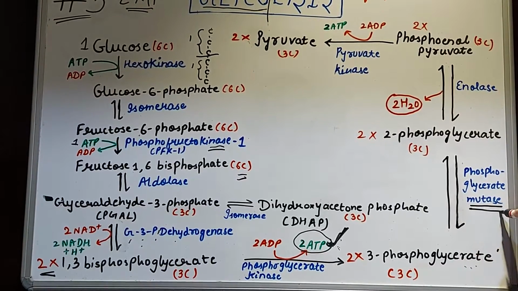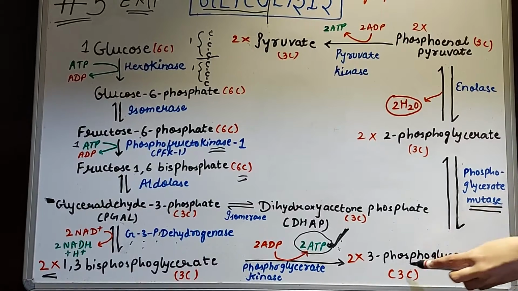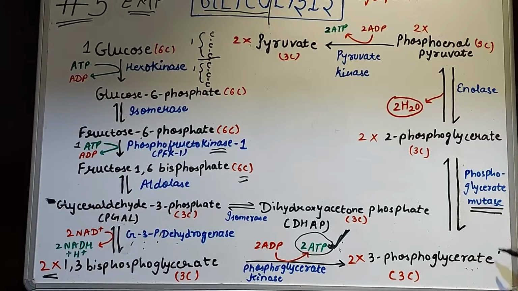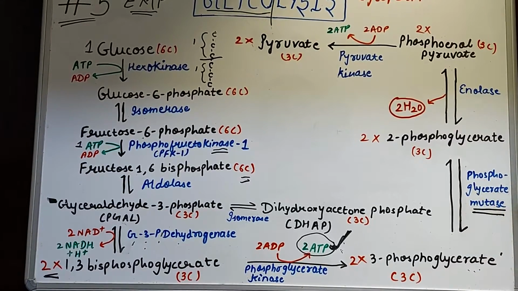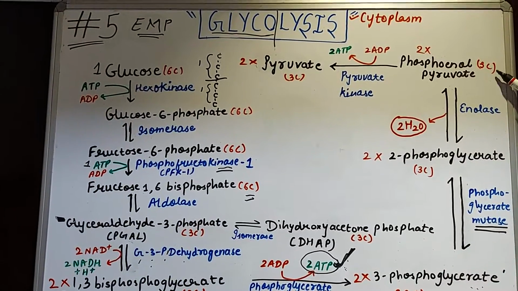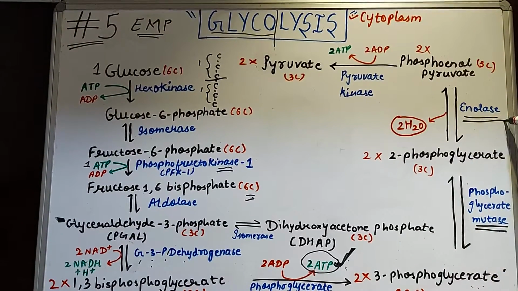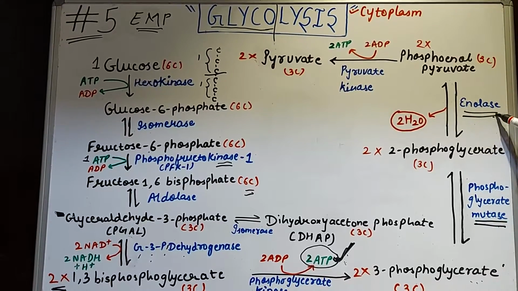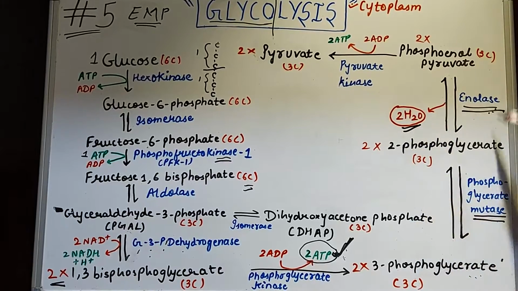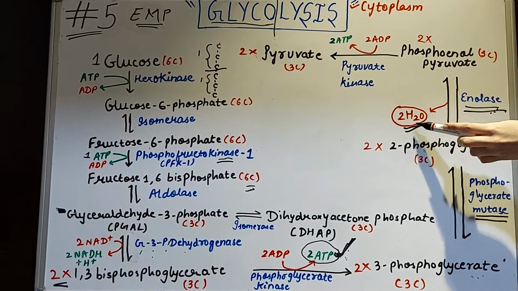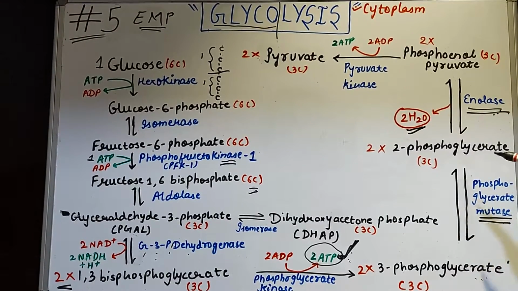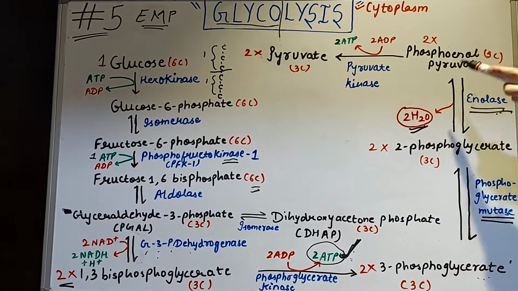Now this 3-phosphoglycerate is converted to 2-phosphoglycerate with the help of enzyme phosphoglycerate mutase. Mutase is the enzyme which converts 3-phosphoglycerate to 2-phosphoglycerate. This 2-phosphoglycerate is converted into phosphoenol pyruvate with the help of enzyme enolase. Now this enzyme, enolase, will liberate 2 molecules of water during this reaction. So we will get 2 molecules of water here. Which enzyme will do that? Enolase, while converting 2-phosphoglycerate to phosphoenol pyruvate.